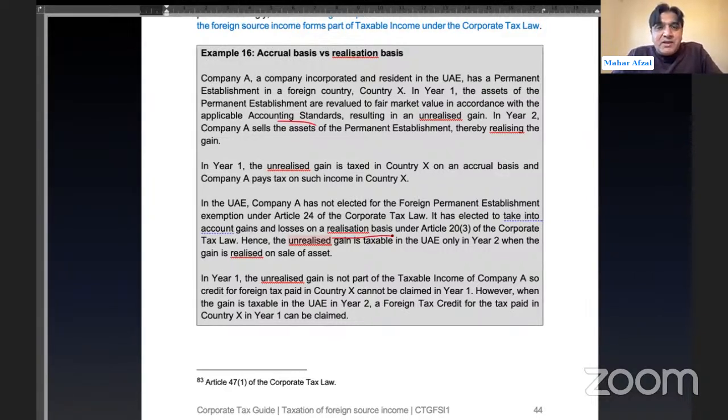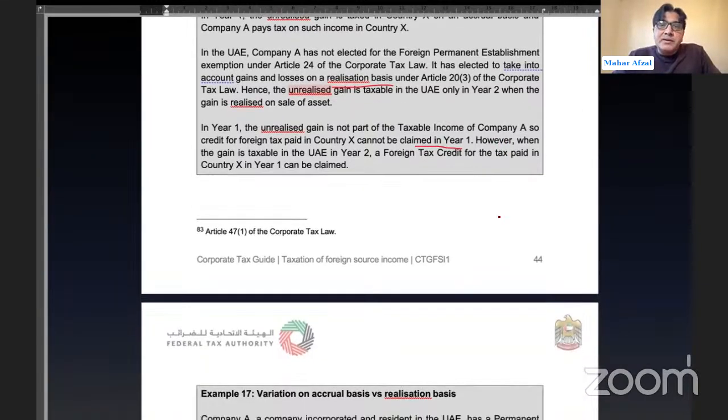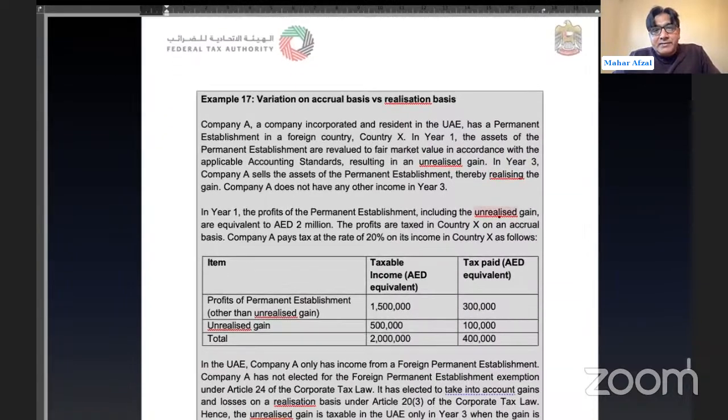So when the foreign source income is realized and considered for tax purposes, whatever tax you have paid outside the UAE, you will consider that tax as well. Otherwise, you will not be able to consider that tax. So the first year is on an unrealized basis. In the second year the gain is realized, and you are following the realization basis within the UAE. In year one, the unrealized gain is not part of the taxable income. Why? Because you are following the realization basis. So the foreign tax credit cannot be claimed in year one. In year two, you will include the income in your taxable income, and then you will take the foreign tax credit as well.